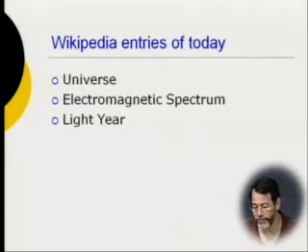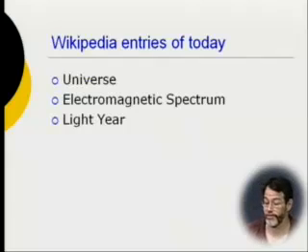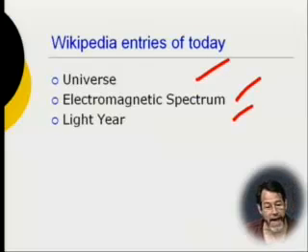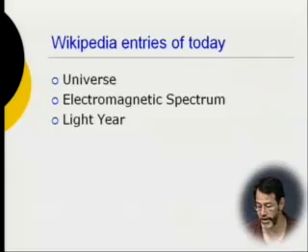So the Wikipedia entries for today that you will be responsible for are, just type in your Wikipedia English search box, this is English, of course: Universe, Electromagnetic spectrum, and Light year. And if you forgot to write this down, just watch the lecture again and write it down then. And that's the Wikipedia material, plus the material that I mention in this class.